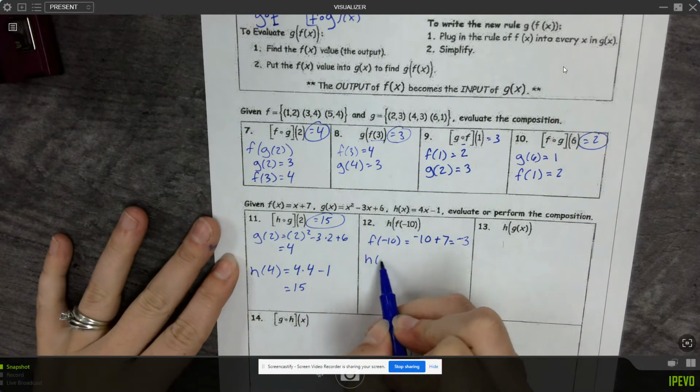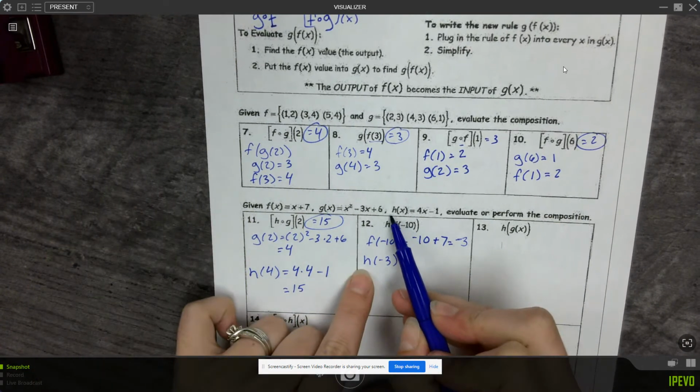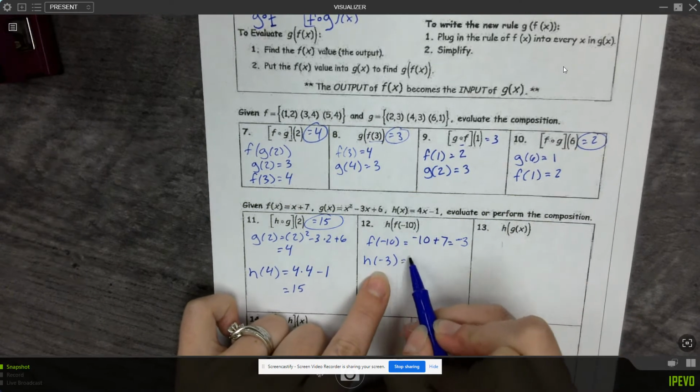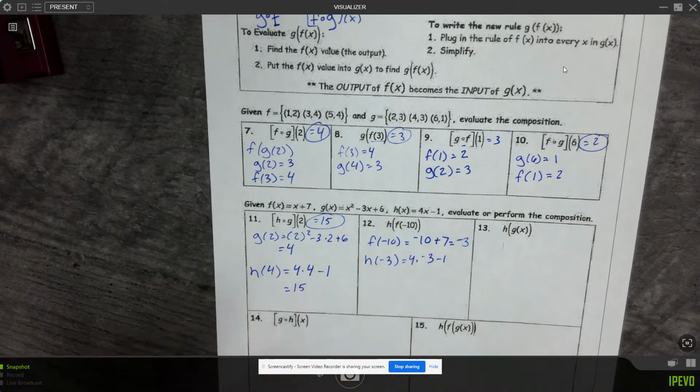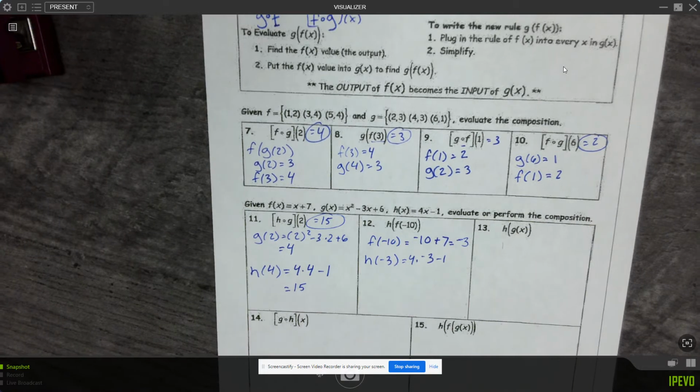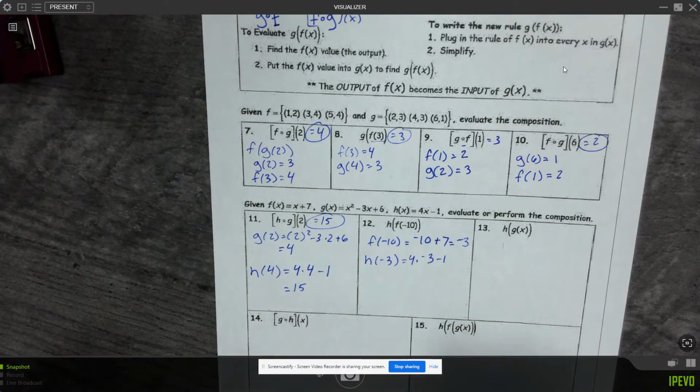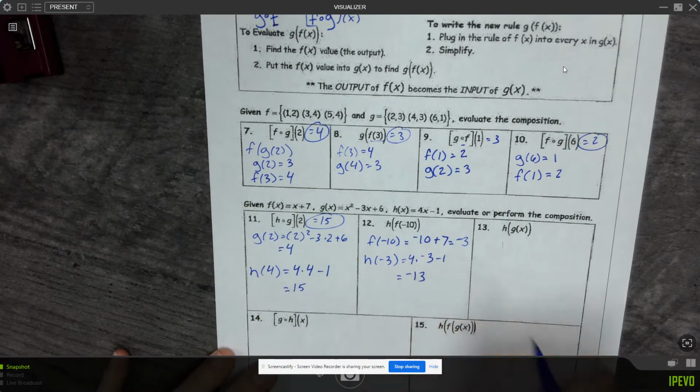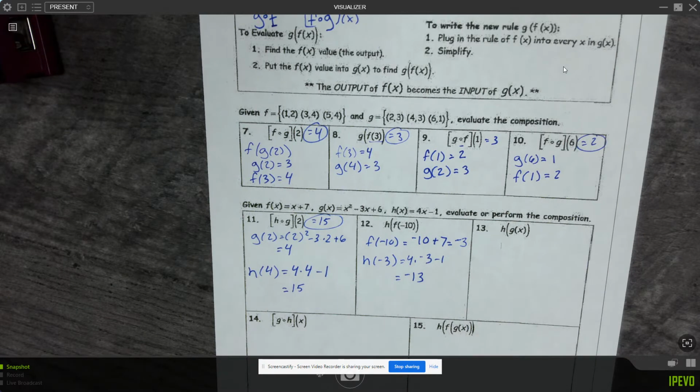Now I'm going to do h of negative 3. So I'm going to use my h function. It is 4 times negative 3 minus 1. Once again, I don't need you to be able to do that one on your own, but if you can, perfect. Otherwise, calculator. It's your best friend. You get negative 13.